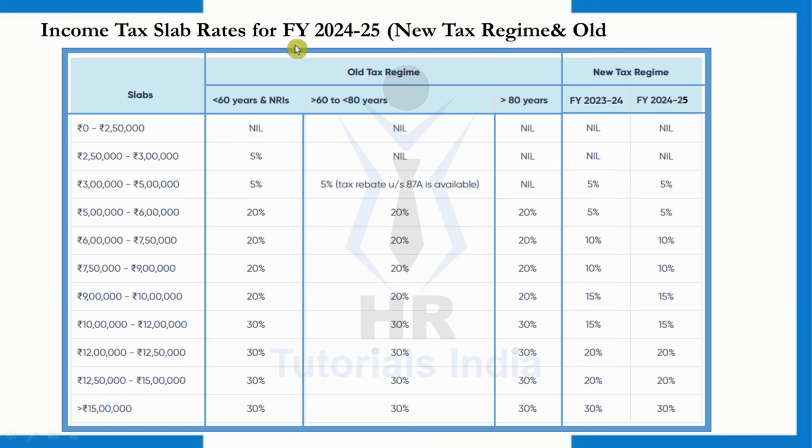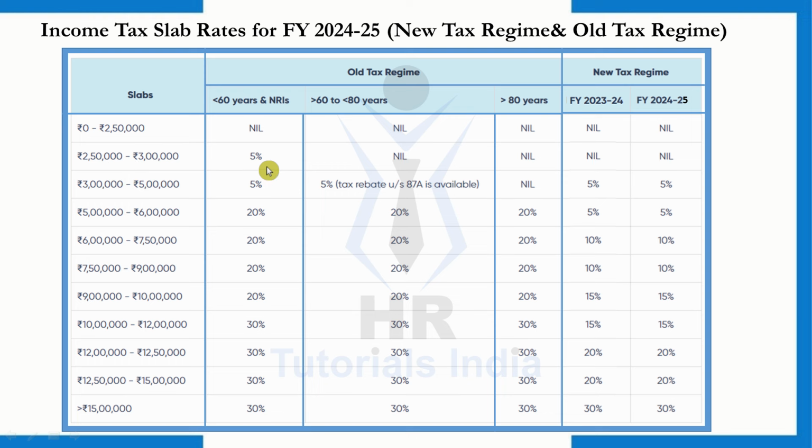Income tax slab rates for the financial year 24-25, new tax regime and old tax regime. Let us now compare the old tax regime and new tax regime and the percentage of income tax slabs for the salary drawn for the corresponding financial year. For 0 to 2.5 lakhs in the old tax regime, it is nil for below 60 years, nil for 60 to 80 years, and nil for 80 years and above. In the new tax regime, it is nil, and for 25-26 it is also the same, that is nil.